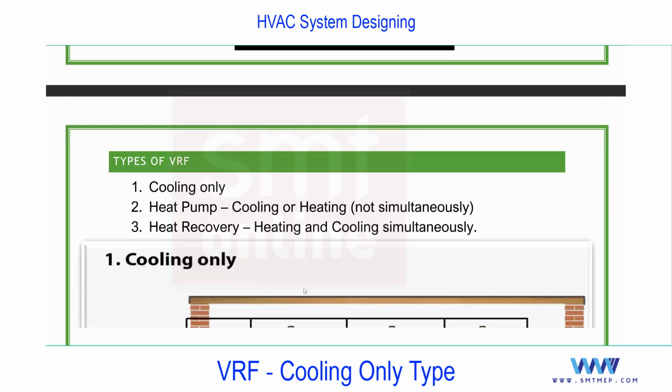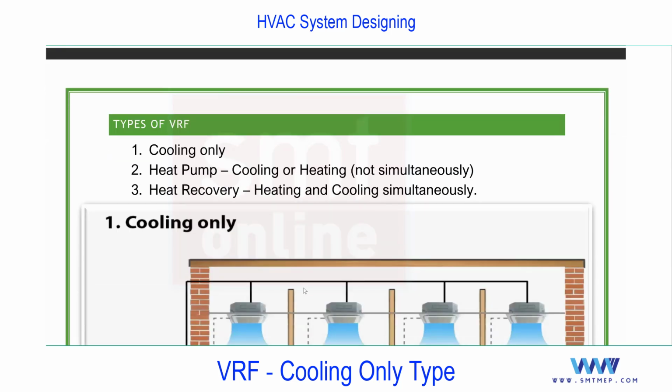Next, now if you talk about the types, this is important. Most commonly in India or in Gulf, you'll find cooling only model. But we have three options. We have three types. First is a cooling only. Second is a heat pump. And third is a heat recovery.